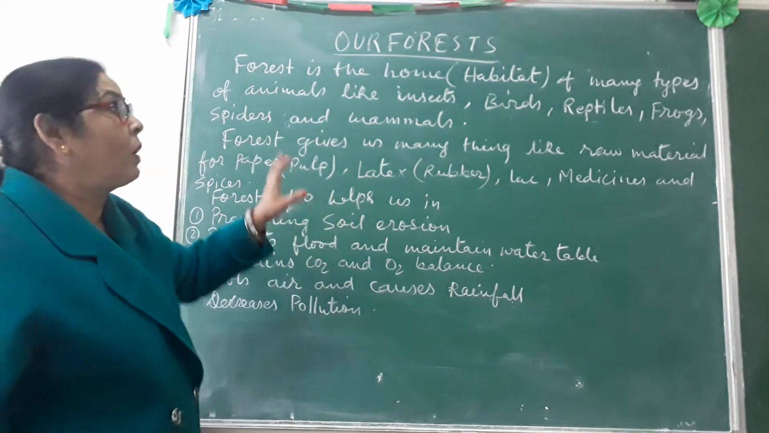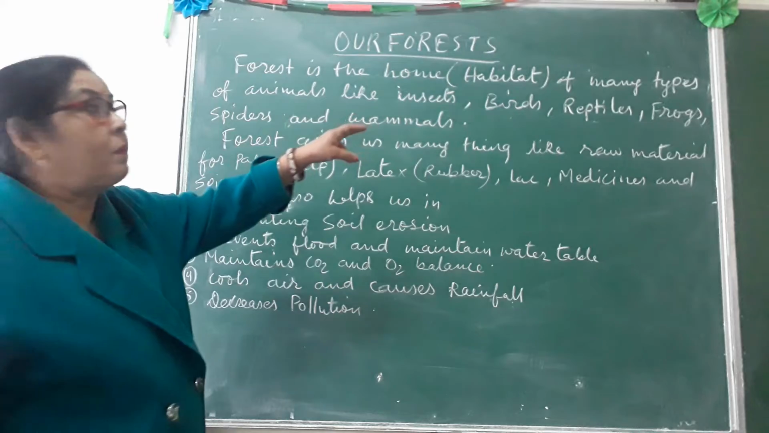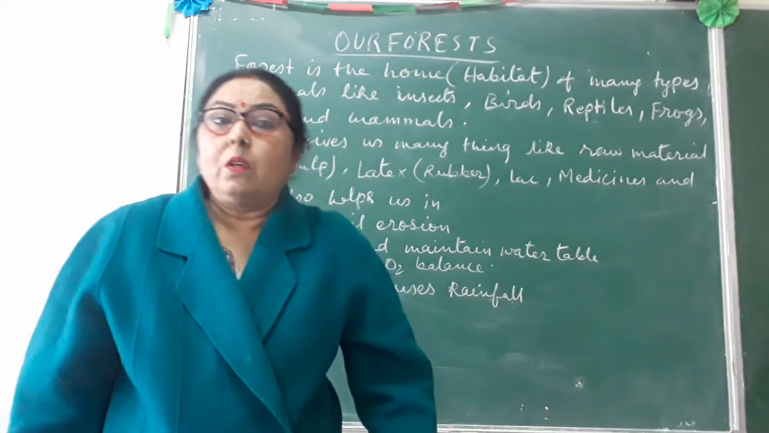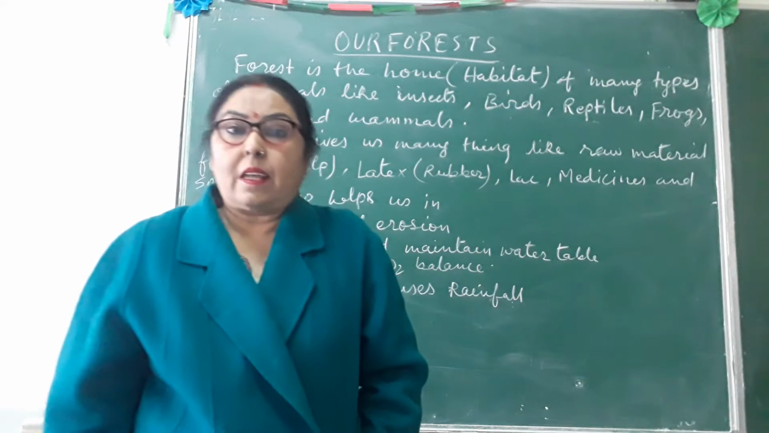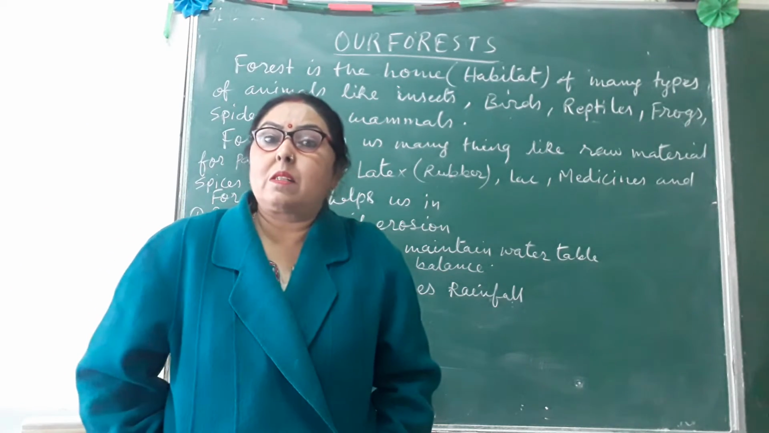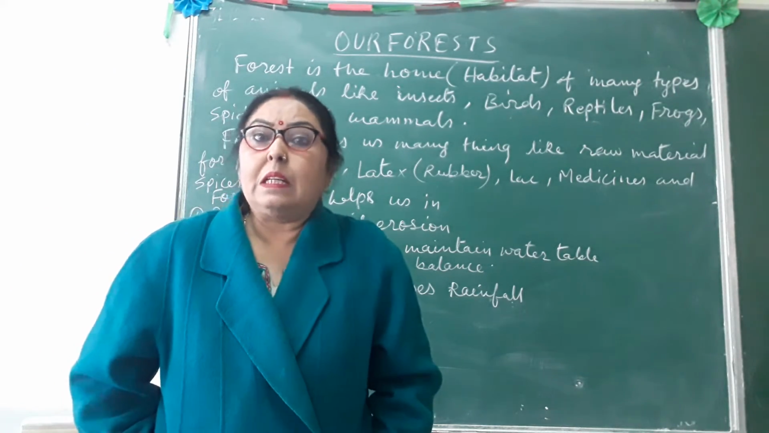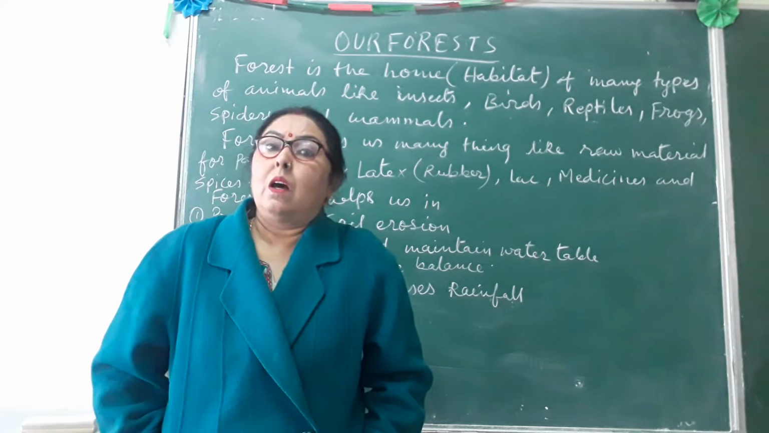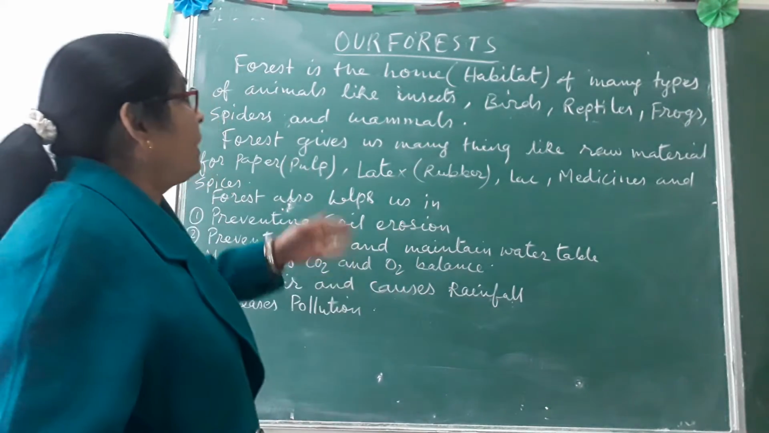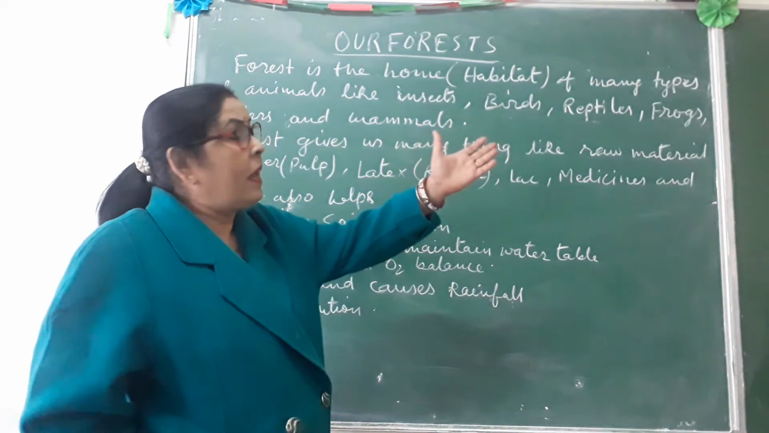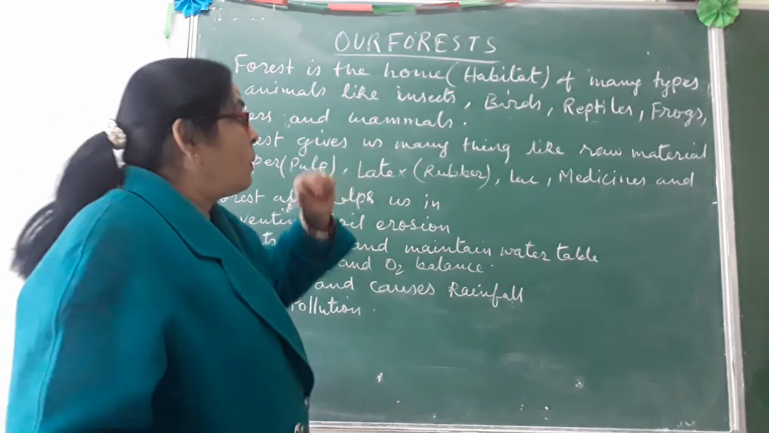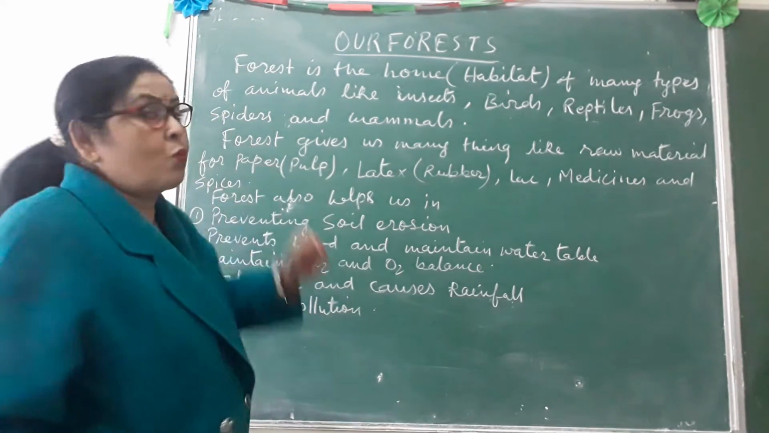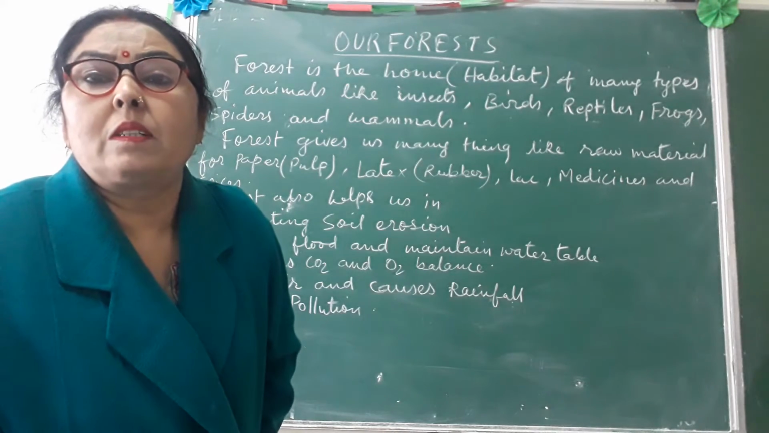Shelter means home or habitat. So the forest has many types of animals. You all know that insects are small animals. So in the forest, there are insects, millipedes, centipedes, earthworms, then comes the small animals: birds, frogs, reptiles, spiders and mammals.